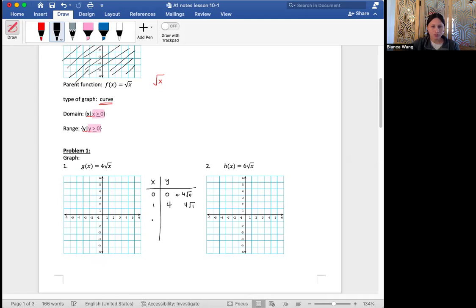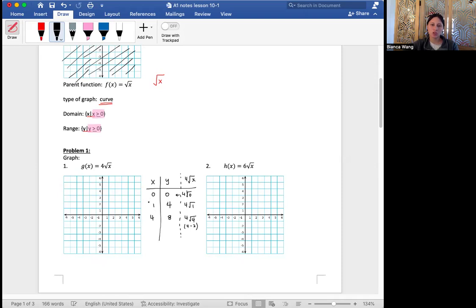Then for the x value, let's say we pick 4. I'm strategically picking numbers I know are going to give me whole numbers when I square root them. So I could do 4 times the square root of 4, because I'm replacing my x value. This is the standard equation right here. The square root of 4 is 2, so that would be 4 times 2, and 4 times 2 is 8.